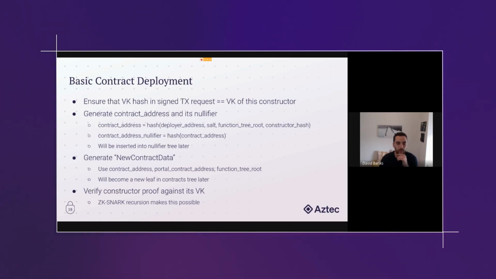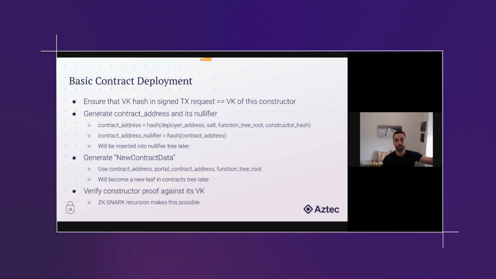And lastly, we verify the constructor function proof against its verification key. Sorry, maybe that bullet doesn't belong under this one, but I guess it kind of does. So we use ZK SNARK recursion, which, I should have mentioned this earlier, makes it possible to have proofs that are verified by proofs. And then, of course, just like before, we generate one proof for this.